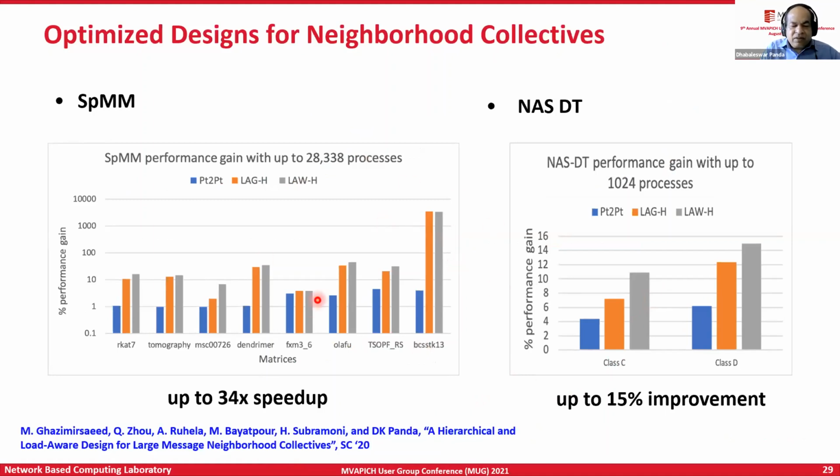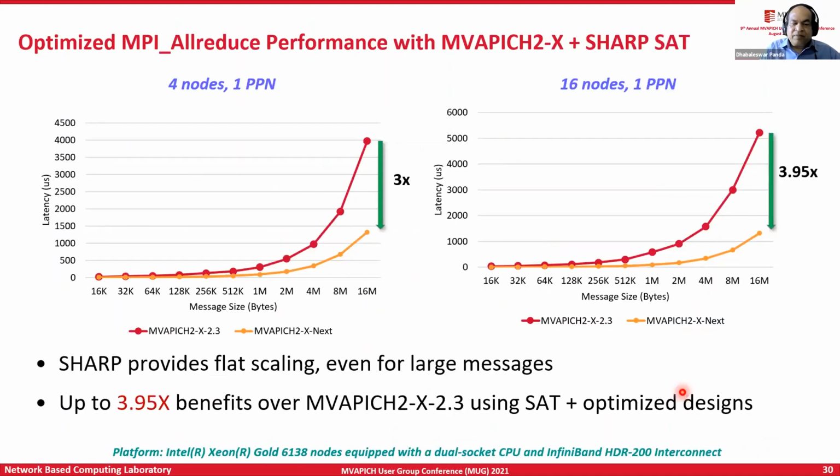It is trying to show some results. If you can implement these neighborhood collectives efficiently within the MPI library, you can get up to like a 34x speedup. In this case, SPMM kernel, or even here like a NAS DT, you can get 15% improvement. So this is on our roadmap. We are trying to bring it into MVAPICH2-X.